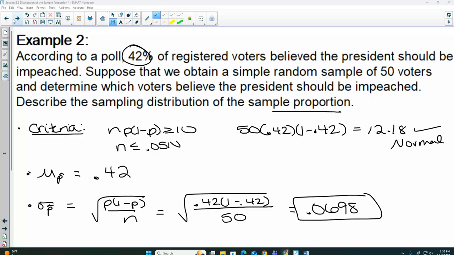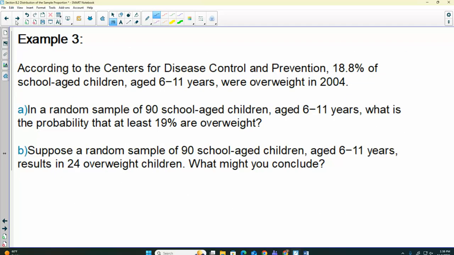Let's look at a couple examples. I think I left you a blank slide after each of these, just so you had enough room to write everything down.